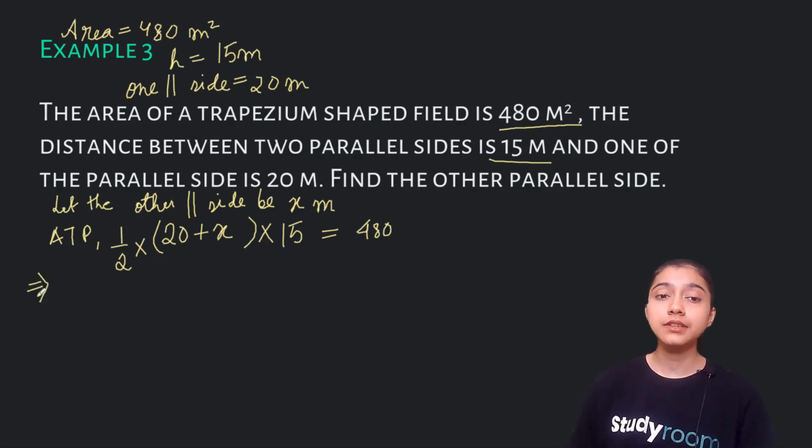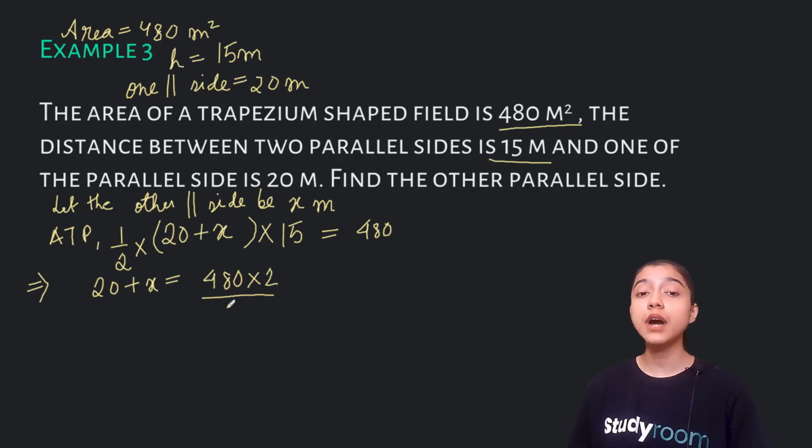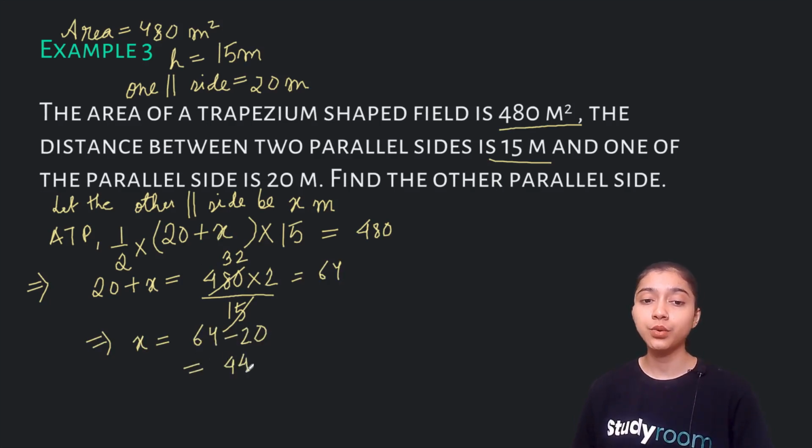So we'll solve this linear equation. Now what will be over here? We'll take this 2 and 15 on the right hand side. So on the left hand side we are left with 20 plus x is equal to 480 multiplied with 2, and 15 is in the numerator side of the left hand side. So when it comes to RHS, it will go in the denominator. Now 15 will cancel up with 480 and it will result in 32. 32 times 2 gives us 64. So ultimately we have x is equal to 64 minus 20, which gives us 44 meters.